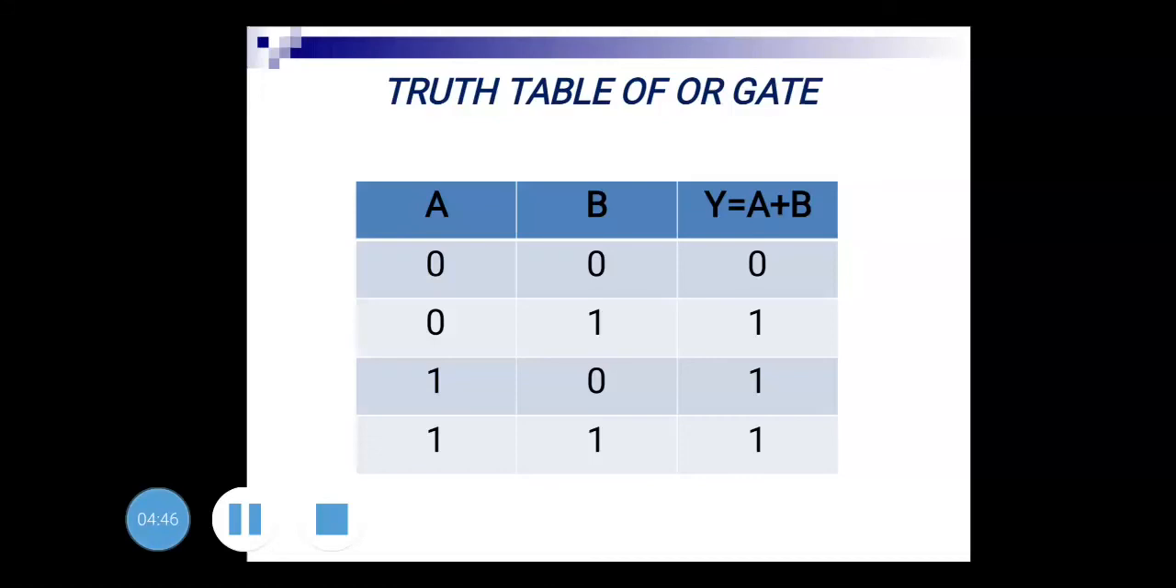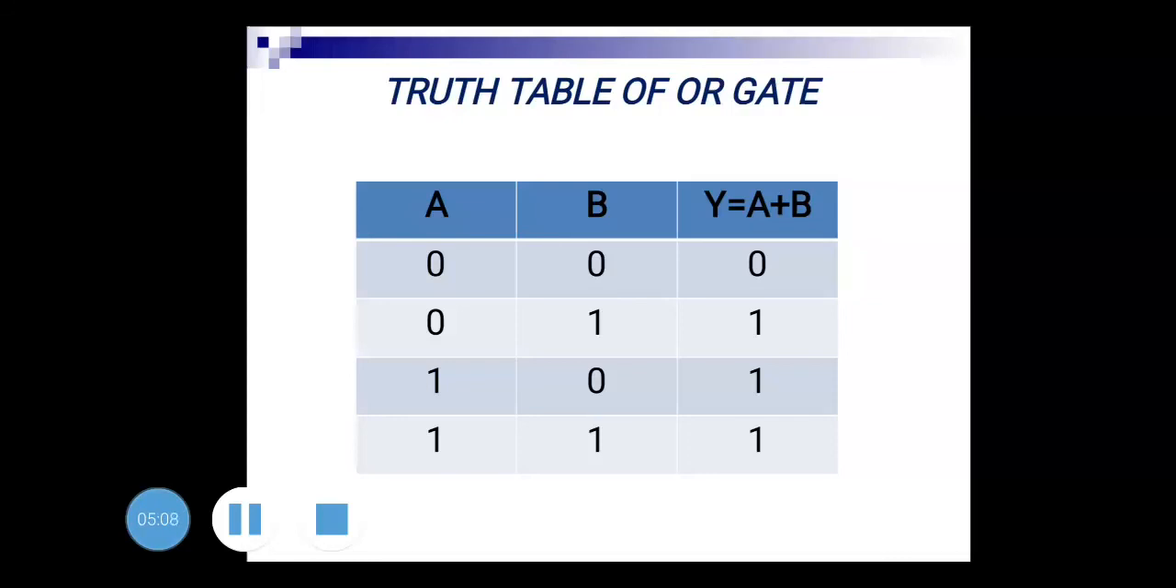Now when you are giving any input to a digital circuit, it can understand only binary language. So either you can give 0 or you can give 1. So consider the first row. If the input A is 0 and the input B is also 0, that means both the inputs given by you are 0.